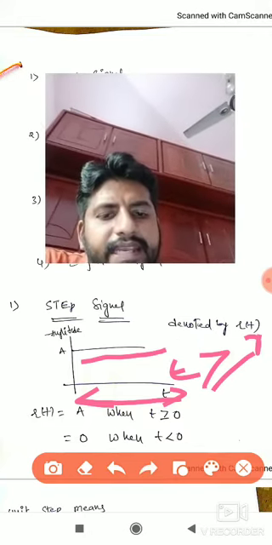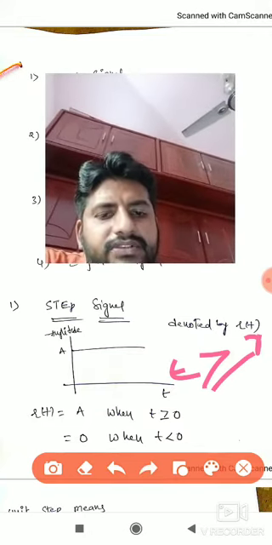Alright, for t less than 0, is there any response? There is no response, so that is called 0. So this is the mathematical equation for the step signal. The step signal will look like this. If t is greater than 0, my step output will be a constant A. This is A, a constant value. For t less than 0, you don't have any response, so the step output is a 0 value. So that is a step signal.